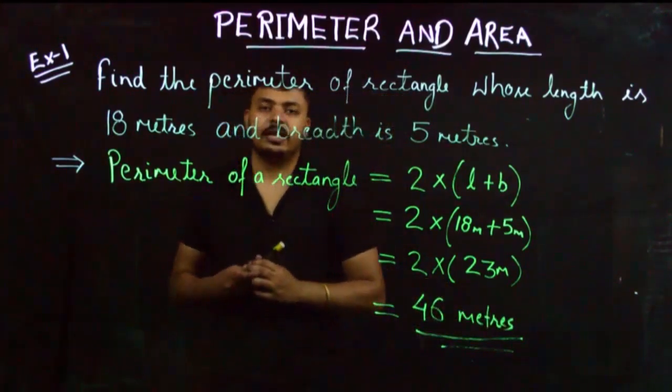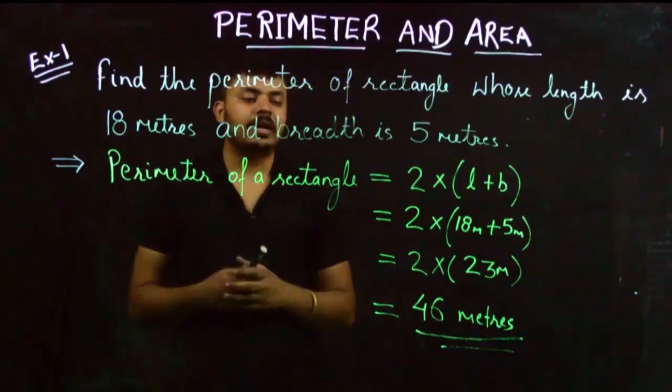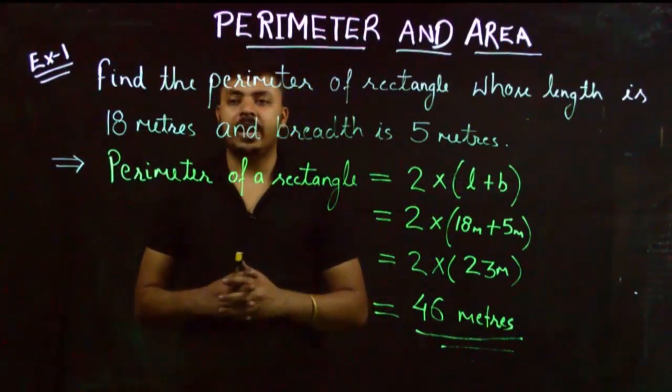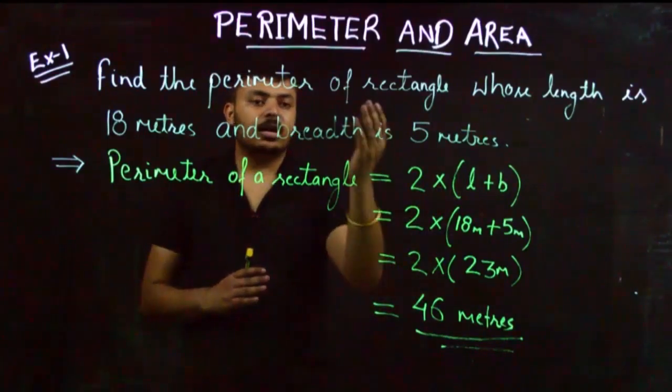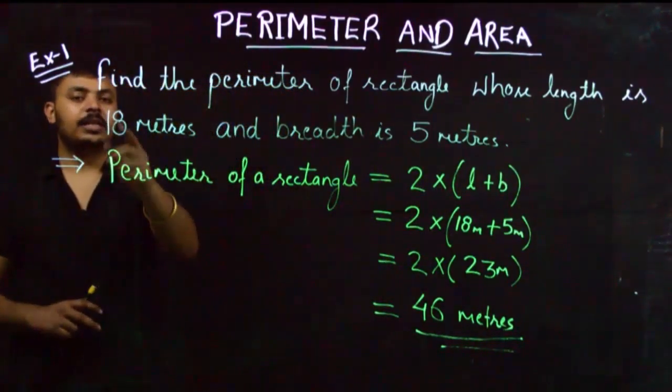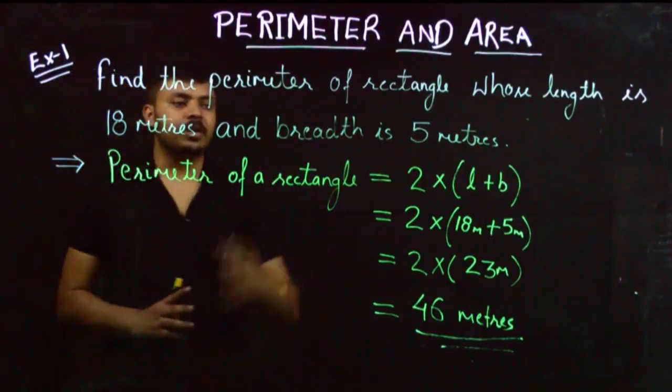So the perimeter of our rectangle when length and breadth are given is twice the sum of length plus breadth, and our answer for the given question is 46 meters when the length is 18 meters and breadth is 5 meters.